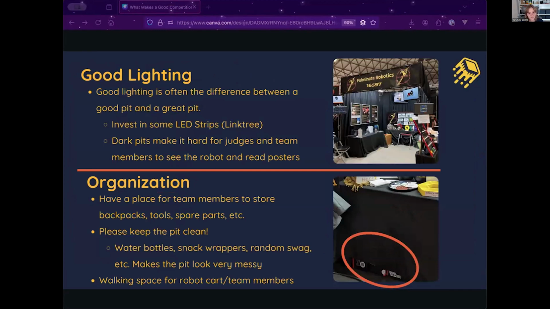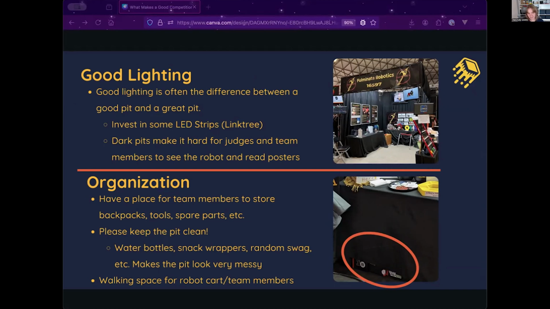And then, okay, so more elements that you want to include in your pit is good lighting. It's often the difference between a good pit and a great pit. So invest in some LED strips. They make your pit really bright. It makes it super inviting. And a light pit really helps teams see your robot. It helps judges read posters, see your team faces better. And dark pits are not very inviting and they're hard to see in.